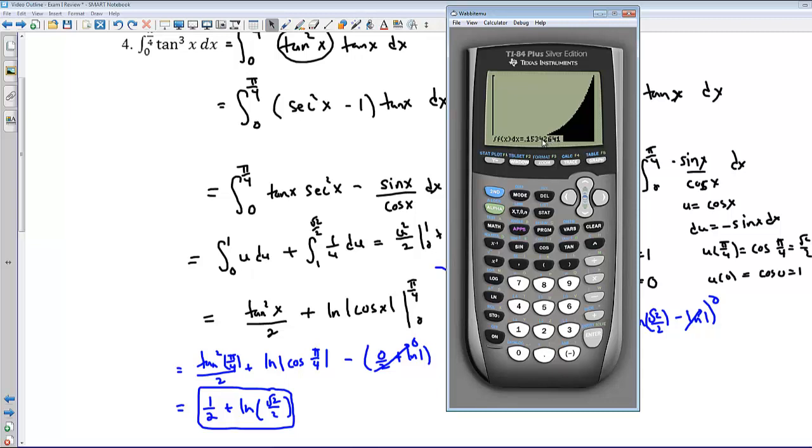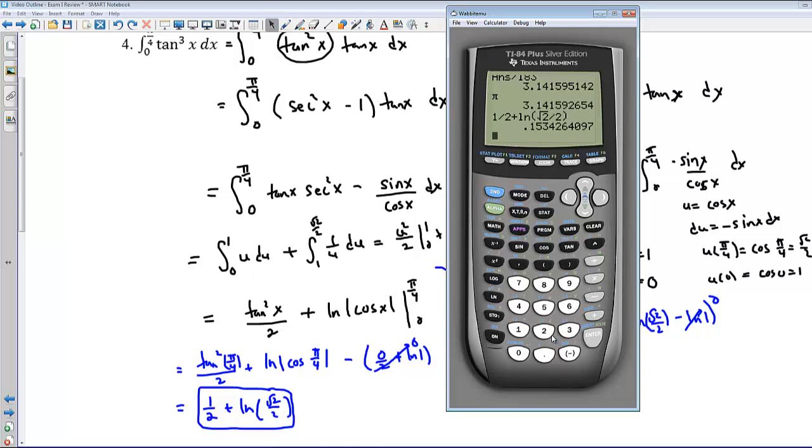That's just an approximation. So what I can do then is check. So down here I can type in 1 divided by 2 and then add ln of the square root of 2, kick it out, and divide by 2 in parentheses, hit enter, and you'll see that those two numbers are exactly the same.